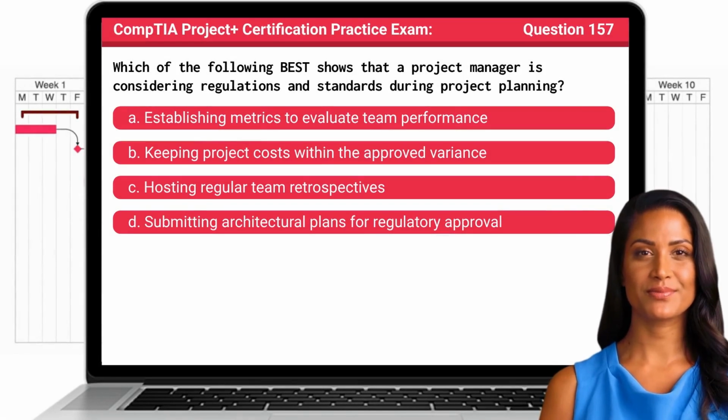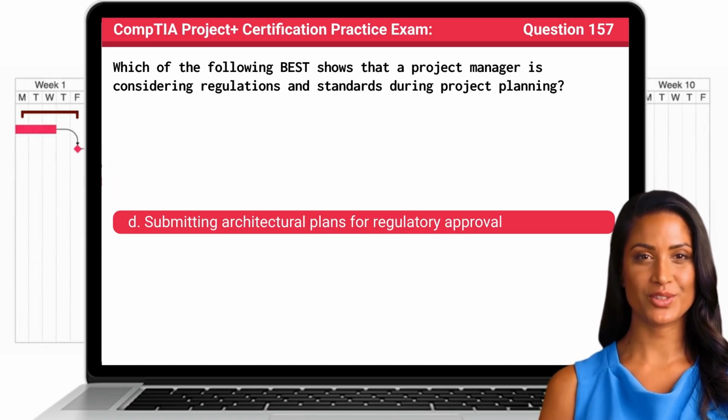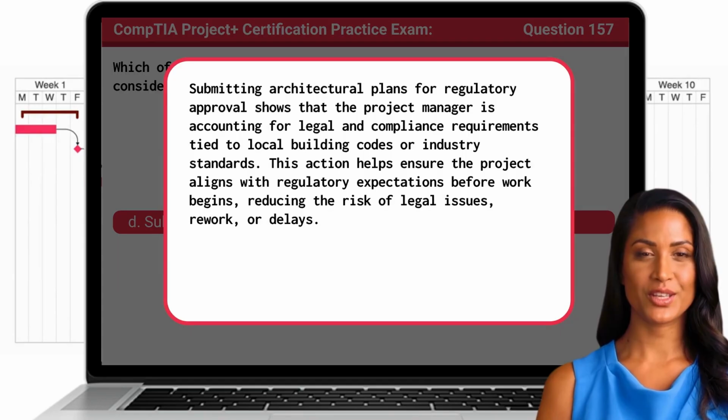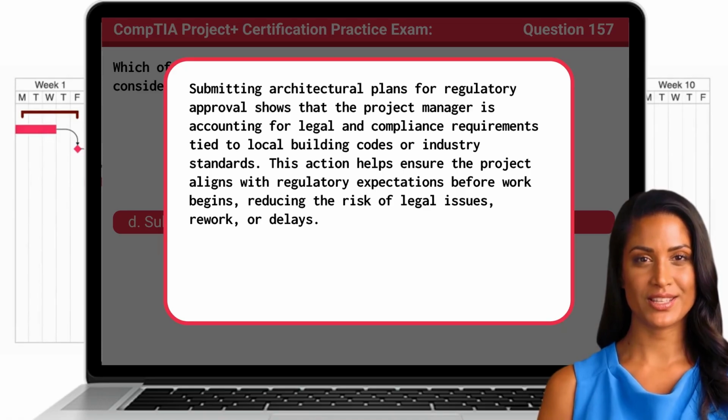Question 157. Which of the following best shows that a project manager is considering regulations and standards during project planning? The answer is D. Submitting architectural plans for regulatory approval. Submitting architectural plans for regulatory approval shows that the project manager is accounting for legal and compliance requirements tied to local building codes or industry standards. This action helps ensure the project aligns with regulatory expectations before work begins, reducing the risk of legal issues, rework, or delays.